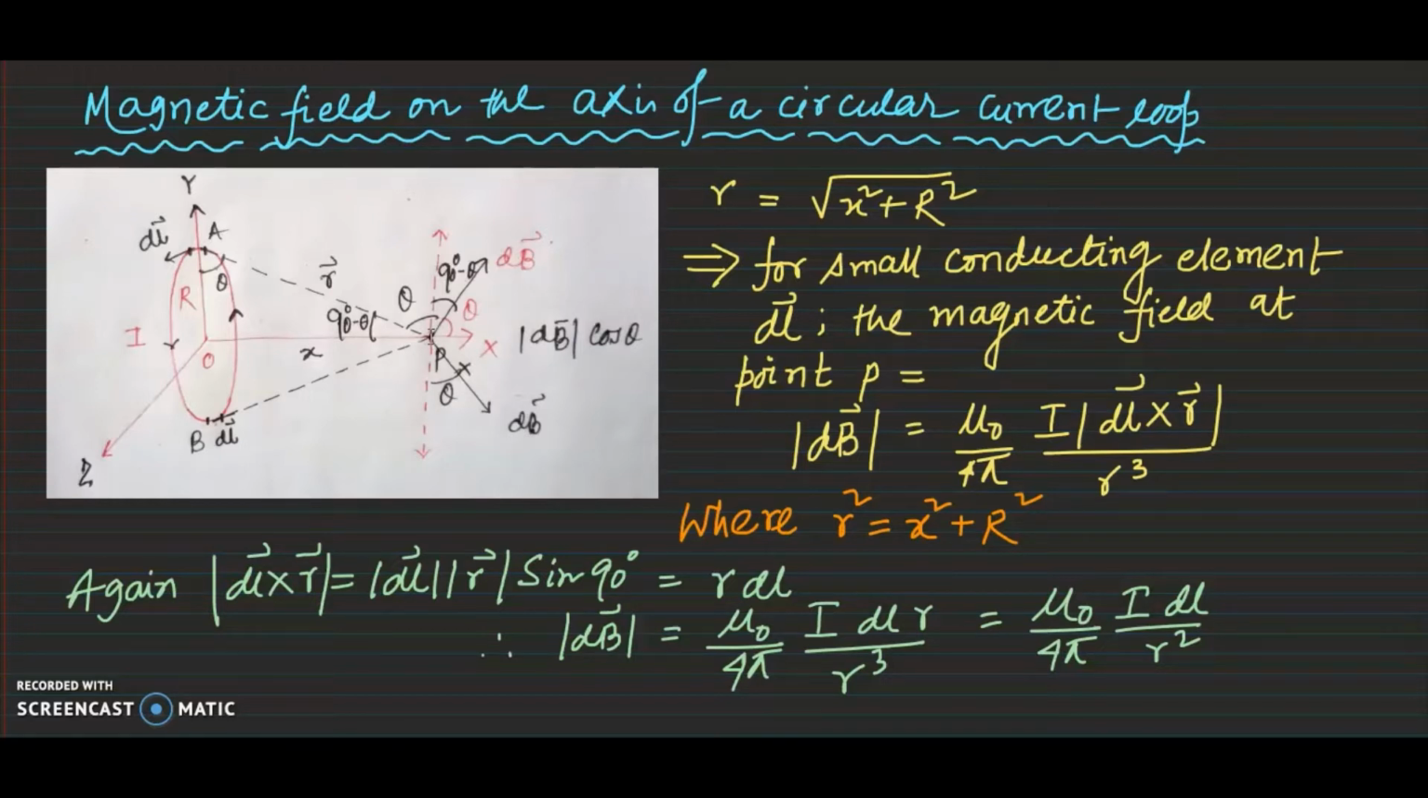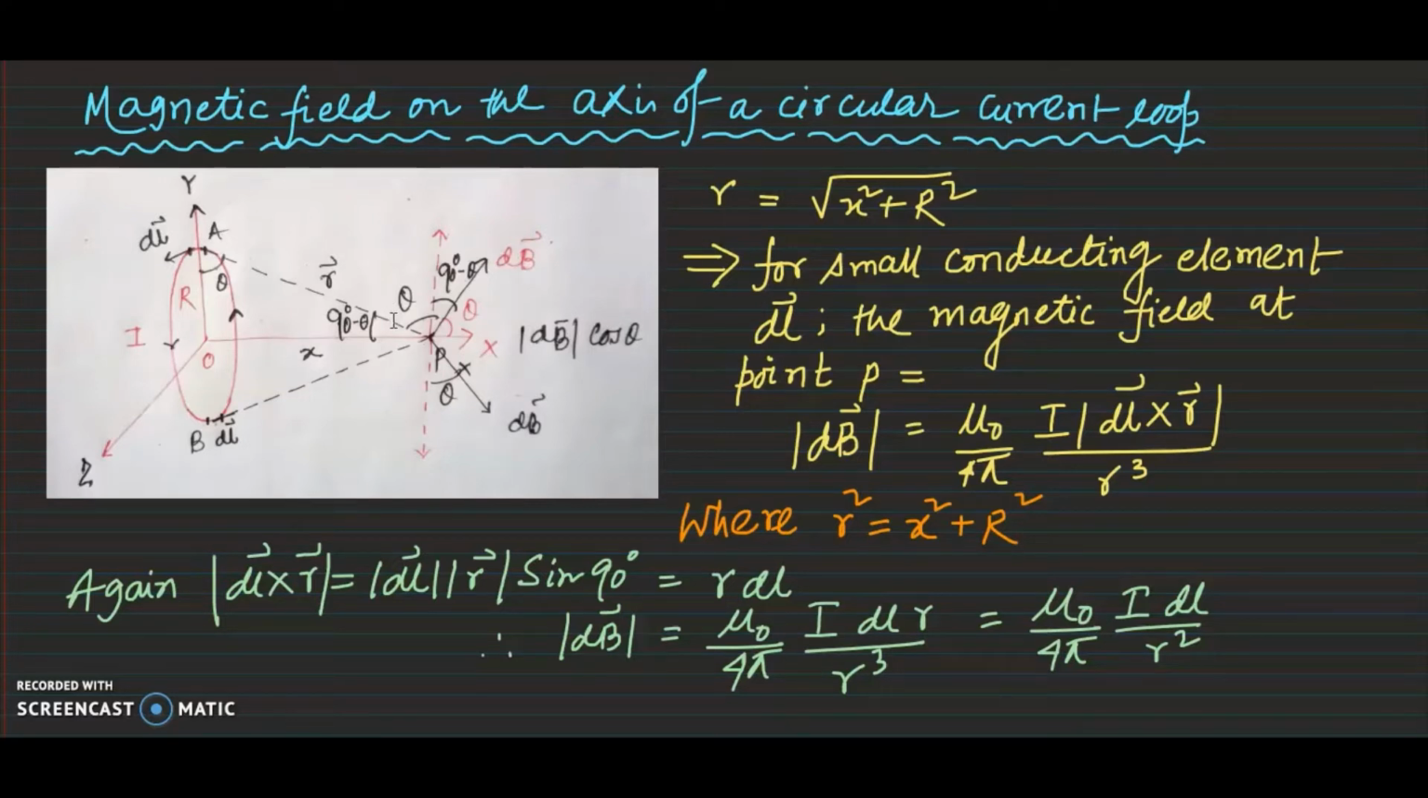Suppose at the point P we are trying to calculate the magnetic field due to this circular loop which is carrying a current I. As the loop is circular, the distance of P from any point on the circumference of the loop is the same. Because the loop is in the YZ plane and is circular, any point that lies on the circumference of the loop has the same distance from P. That distance is r, where r is equal to under root of x square plus R square.